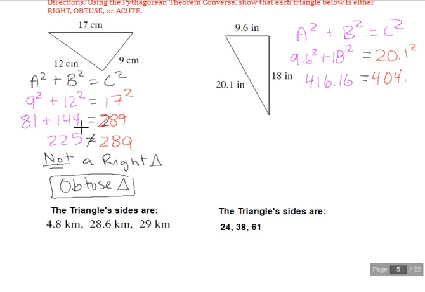Okay, so again, we have a non-equality. So not a right triangle. Okay, in this case, the 416 is only 404. It's too small, so it's an acute triangle.